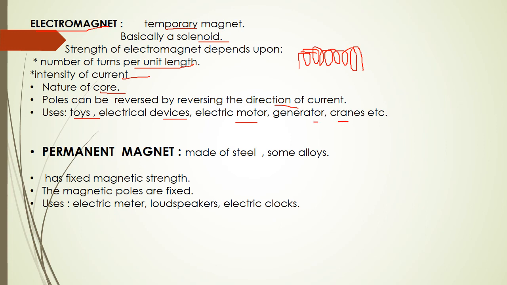Permanent magnets are those magnets which gain magnetic property and do not lose it easily. They are basically made up of steel and some alloys. Nipermag is an alloy. It has a fixed magnetic strength. Its poles are also fixed. It is used in electric meters, loudspeakers, and electric clocks.